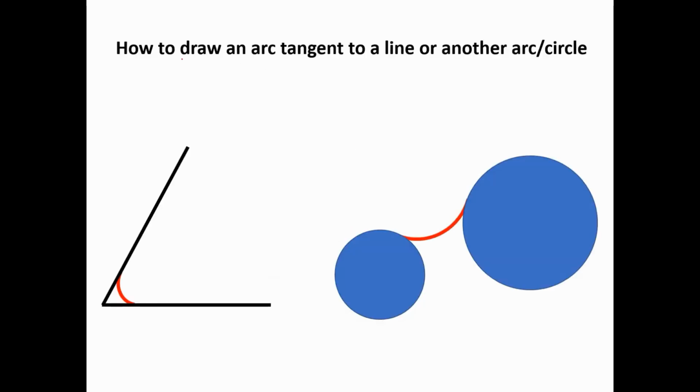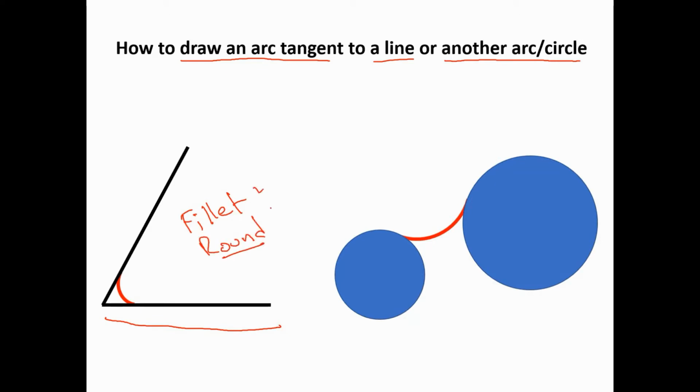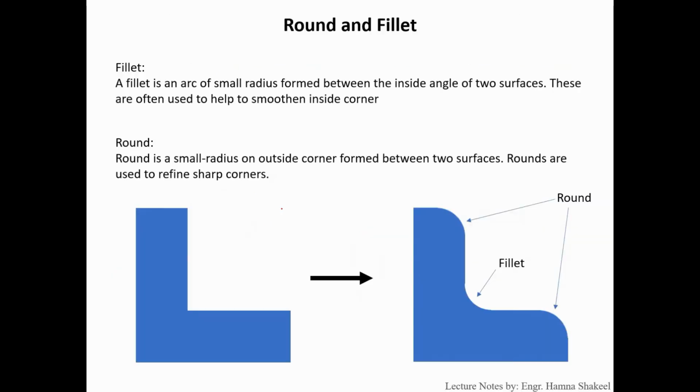In this video we are going to learn how to draw an arc tangent to a line or to another arc or a circle. When we draw an arc tangent to two lines, we either call it a fillet or we call it a round. So let's first see what fillets and rounds are.